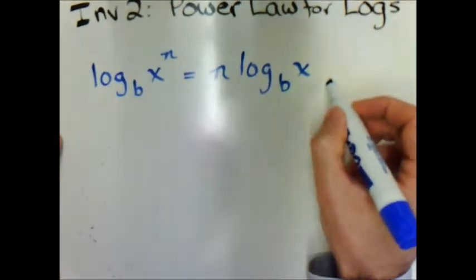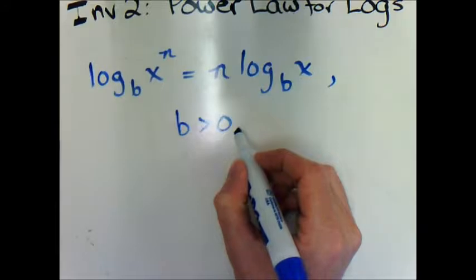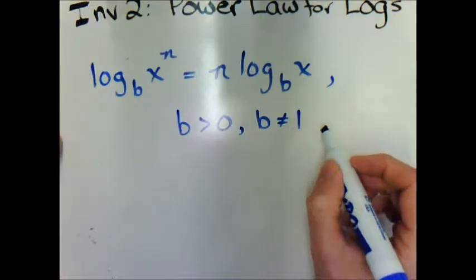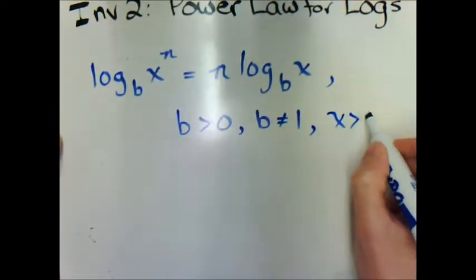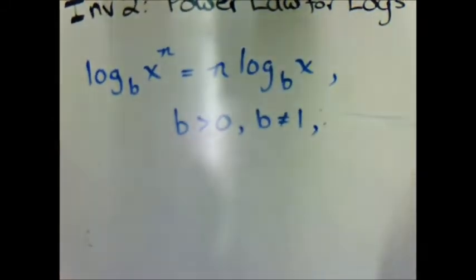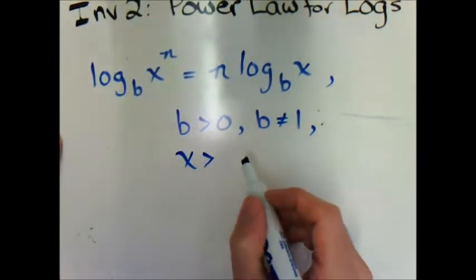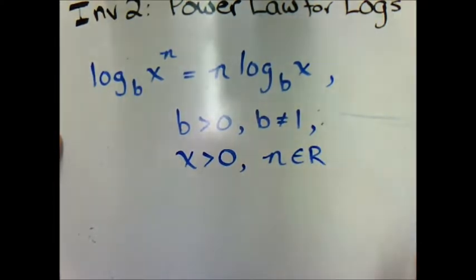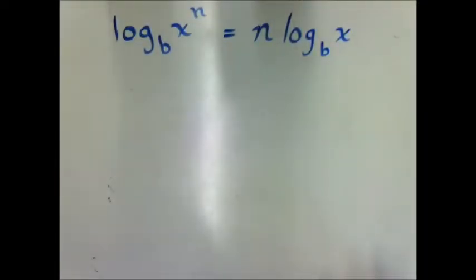And this is true wherever b is greater than 0 and b cannot equal 1. But also a new restriction that's different from the exponents: x cannot equal 0. x is greater than 0, and n must be a real number. Alright, so we have our power law for logarithms, and we're going to try a few examples.